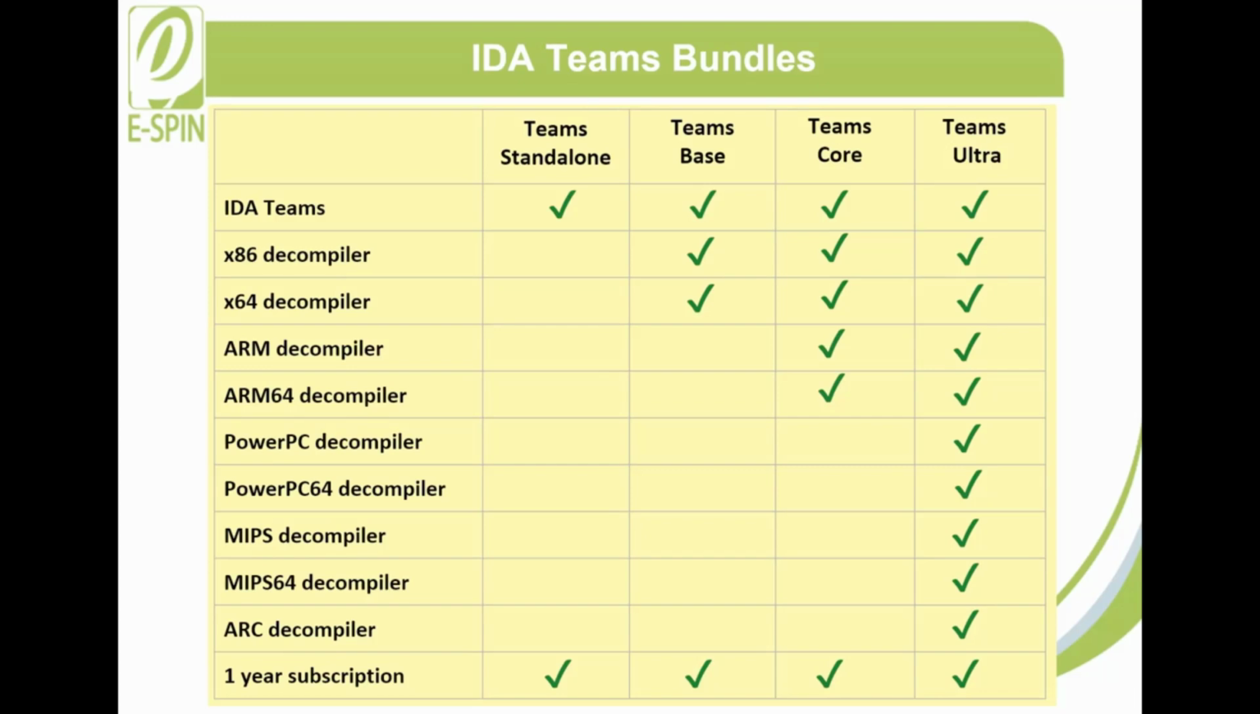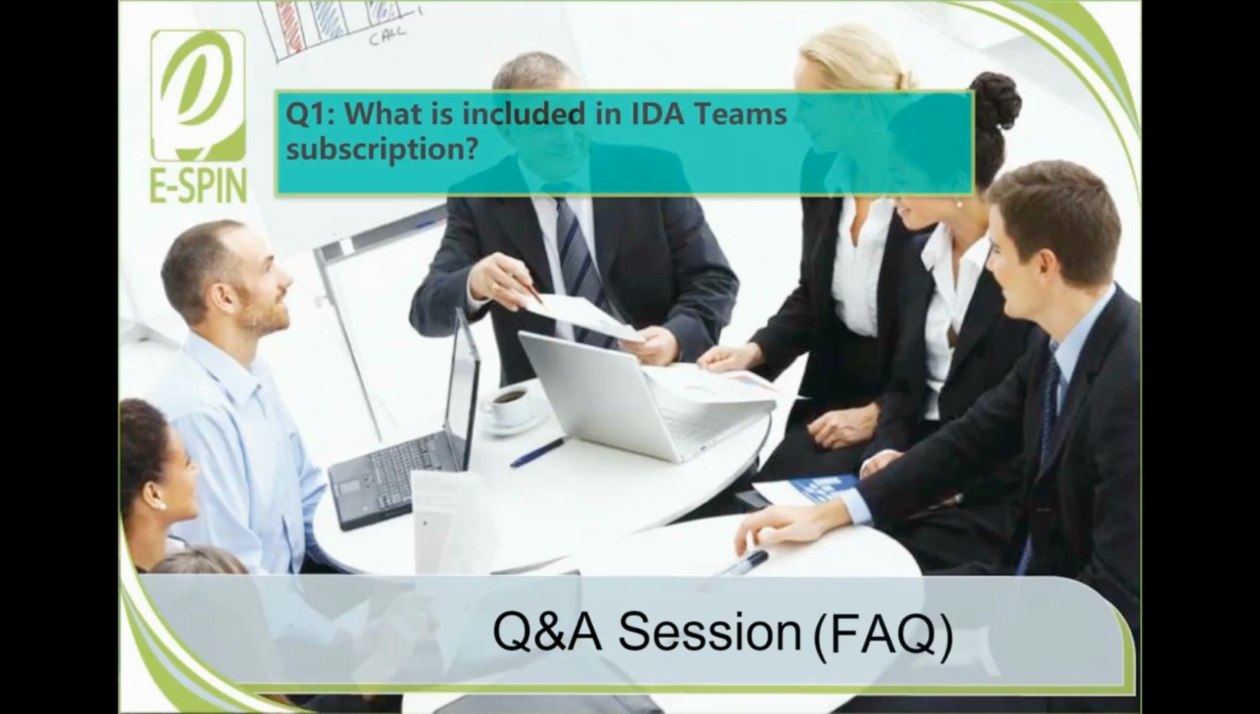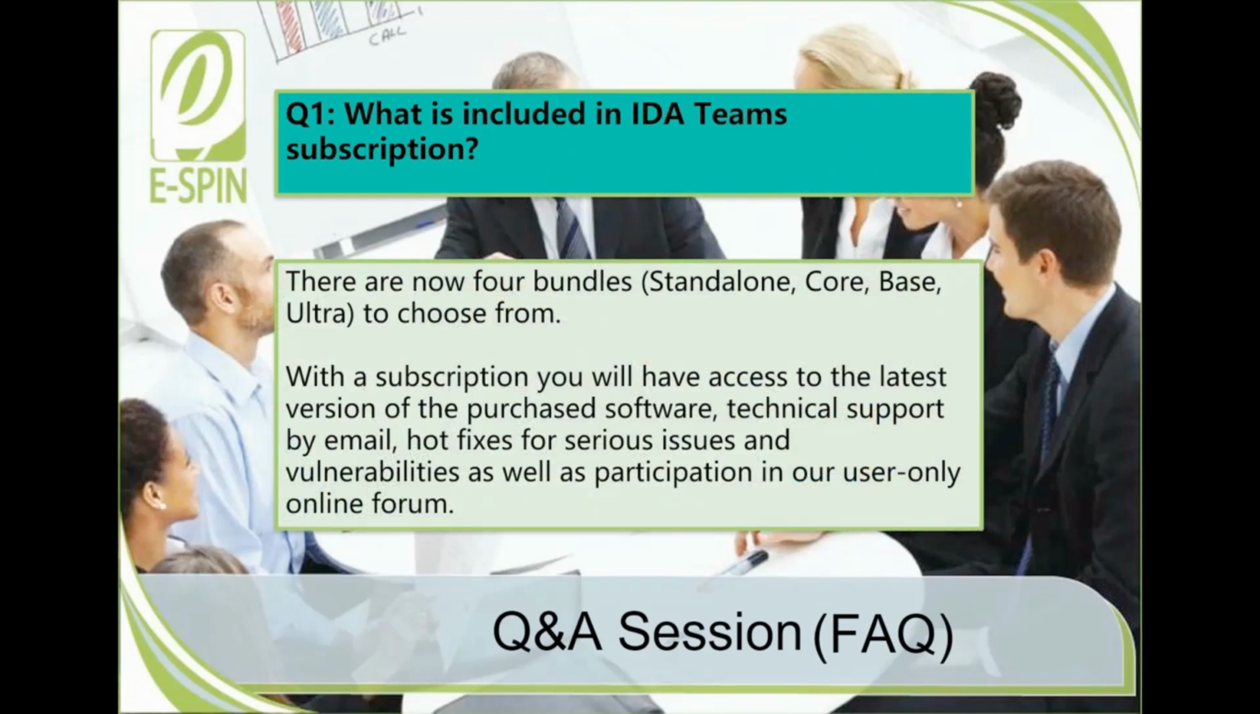We have now reached the final part of this webinar, the Q&A session. But before that, let's look at a few frequently asked questions. Question 1. What is included in the IDA Teams subscription? There are now 4 bundles, Standalone, Core, Base, Ultra, to choose from. With a subscription you will have access to the latest version of the purchased software, technical support by email, hotfixes for serious issues and vulnerabilities, as well as participation in our user-only online forum.